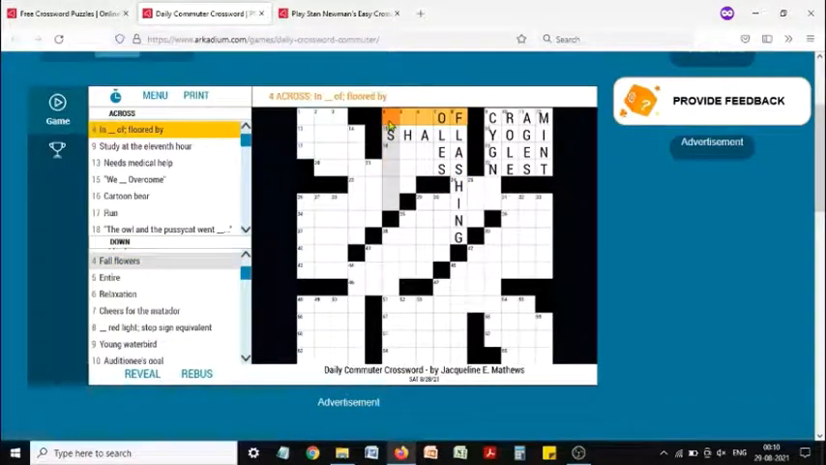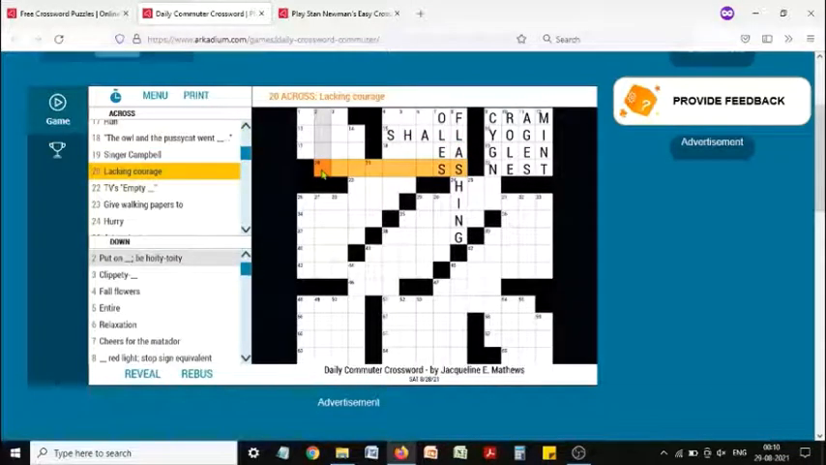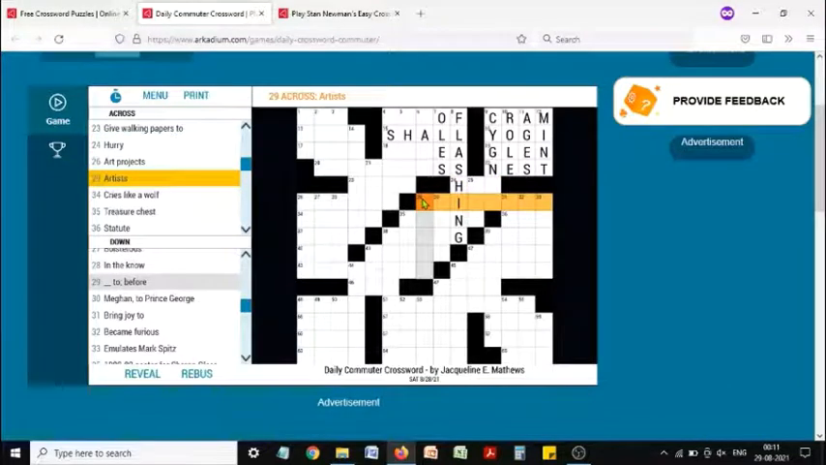4 across. In dash off. No. 18 across. The owl and the pussycat went. No. It's in quotes, so it's taken from some piece of literature. Lacking courage. Timidness. Is this timidness? Let's see what's here. 24 across. Hurry. No. 29 across. Artists. Painters.